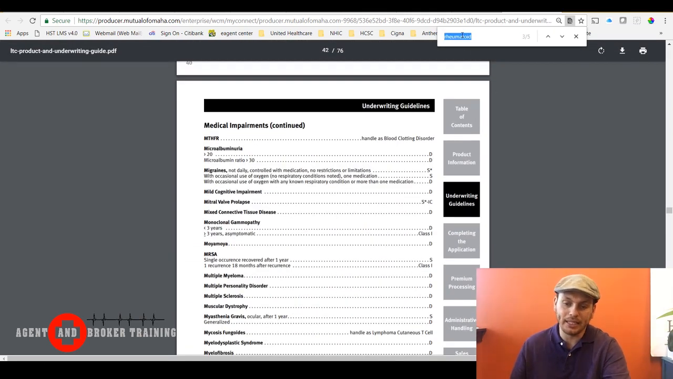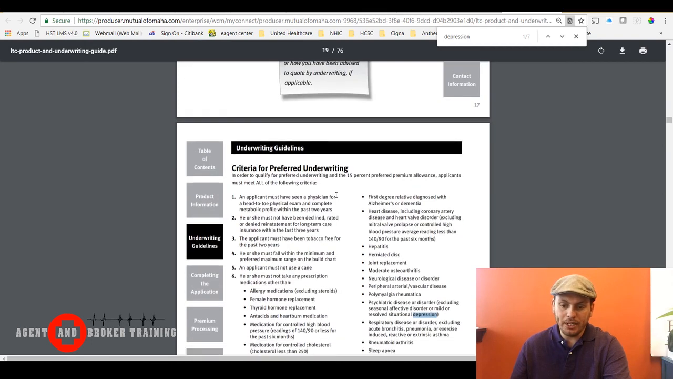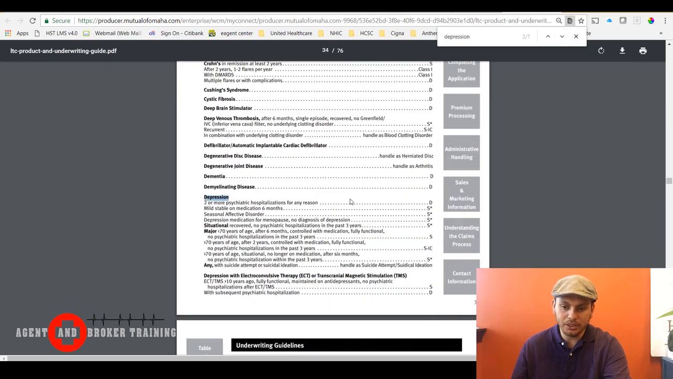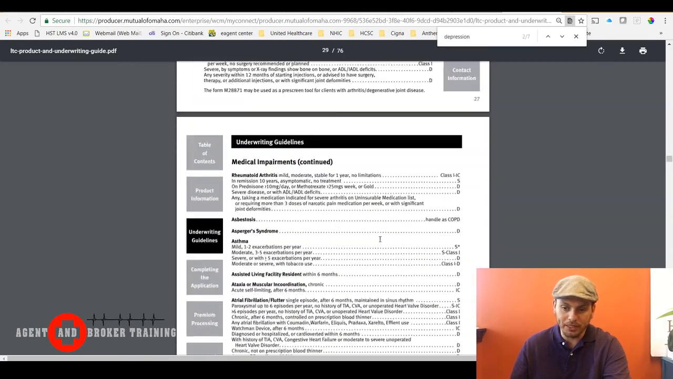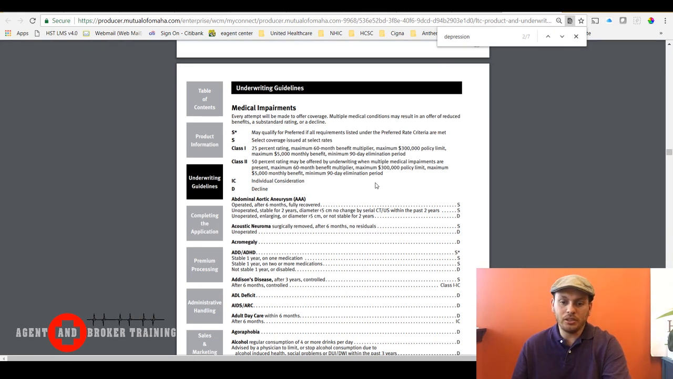For example, I just had a client that had depression, right? So I go depression. They give me criteria for preferred rating. Here on depression, here's where it is. It says 2 or more psychiatric hospitalizations for any reason, decline. Mild to stable on medications for 6 months, S star, whatever that means, right? We go up here all the way to the top. We see here that may still qualify for preferred if all requirements listed under the preferred rate criteria are met, right? So use this underwriting guideline, get familiar with Mutual of Omaha, fall in love with them.